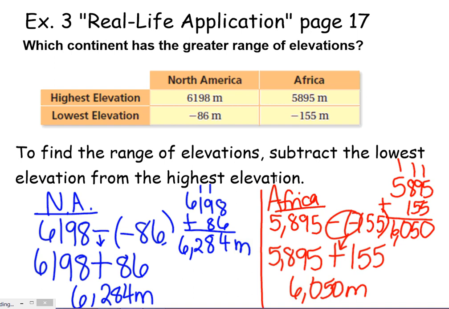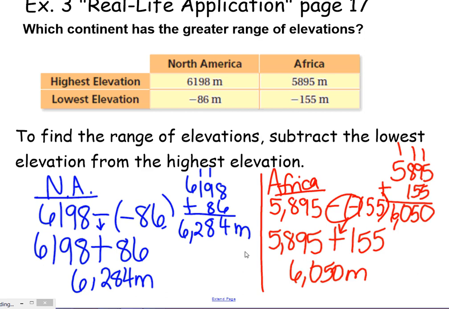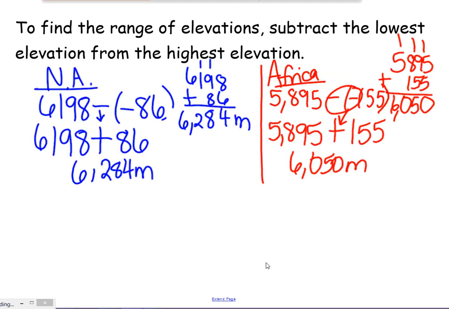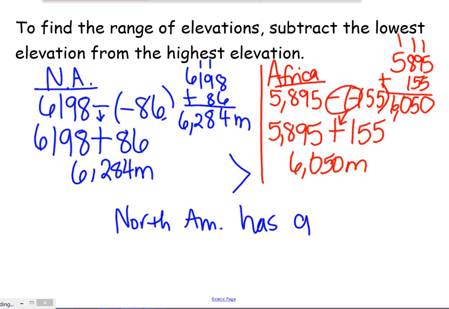Okay, so which elevation has the greater range? Well, it would definitely be North America has the greater range in elevation. The reason why is because 6,284 meters is greater than 6,050. So North America has the greater range. And range simply means to subtract to find the difference.